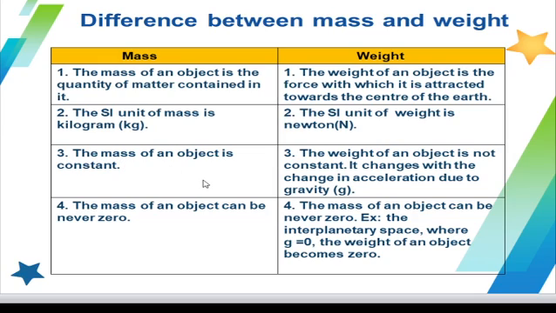Here the mass of an object is constant, the weight of an object is not constant. The mass of an object can never be zero. The weight of an object can be zero. Yes, so g is equal to 0.